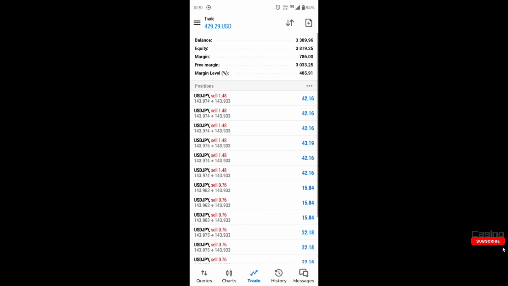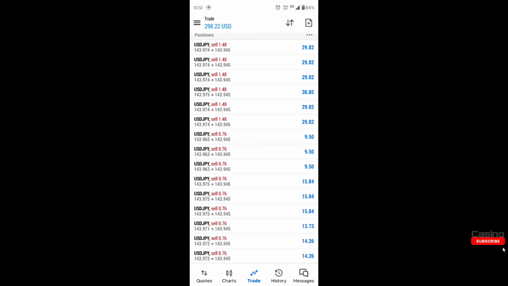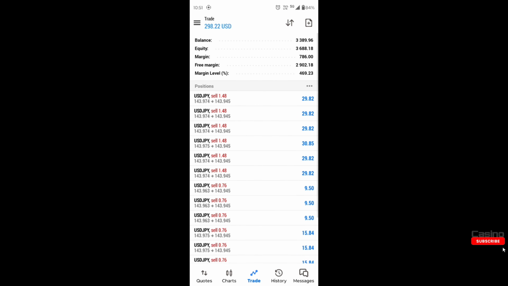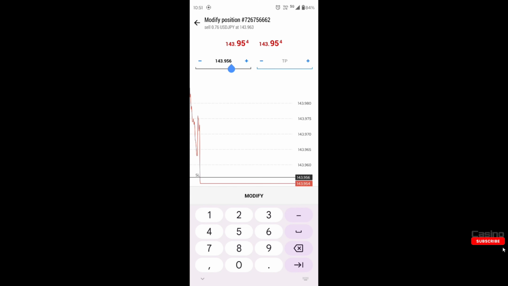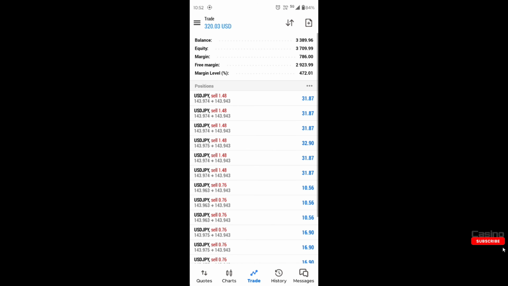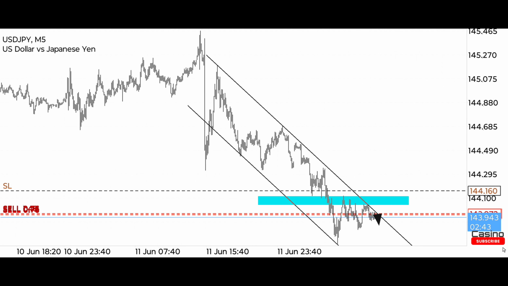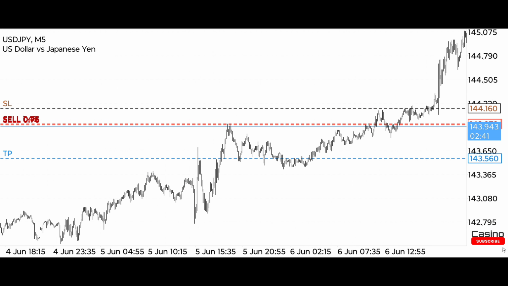Guys, our profit has increased here, which is running around $300. This profit will increase further. We just have to be patient and focus on the trading process. Let's place stop loss and target point. Guys, you will easily see the stop loss and target point. We will not close the trade in between until either of these is hit.